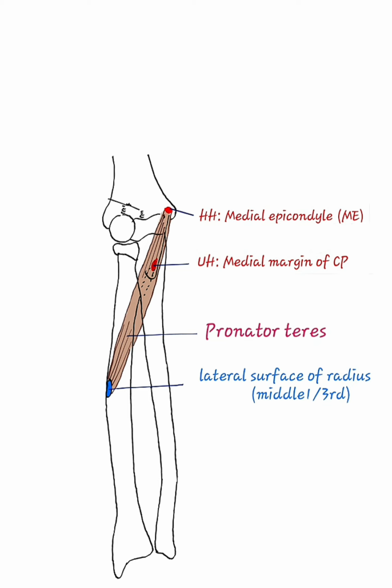Pronator teres, it is smallest and most lateral of the superficial flexors of the forearm. Origin, it arises by two heads, humeral head, ulnar head. Humeral head, it arises from medial epicondyle of humerus. Ulnar head, it arises from medial margin of coronoid process. Ulna has olecranon process and coronoid process.